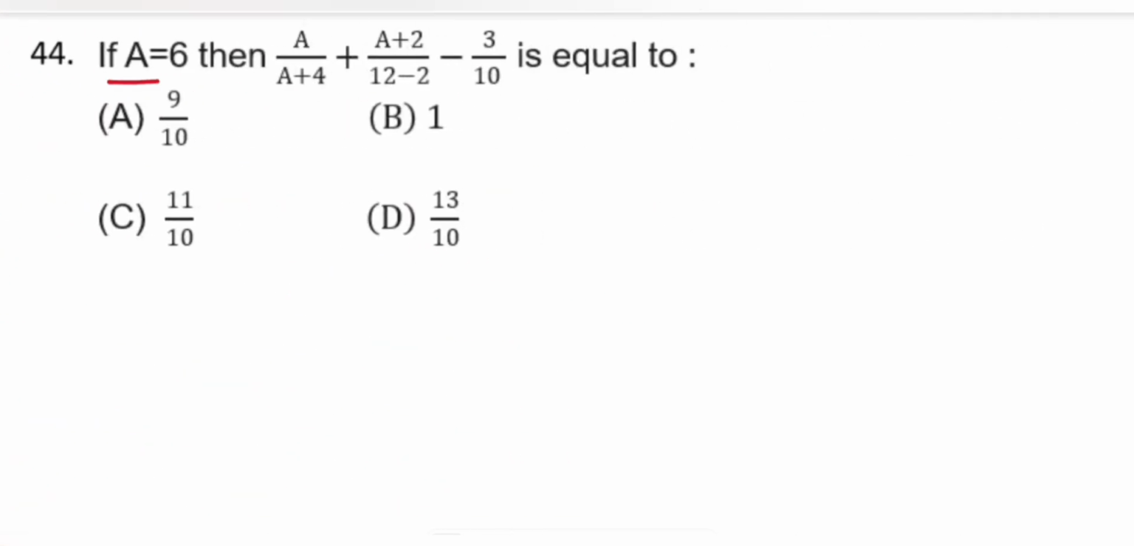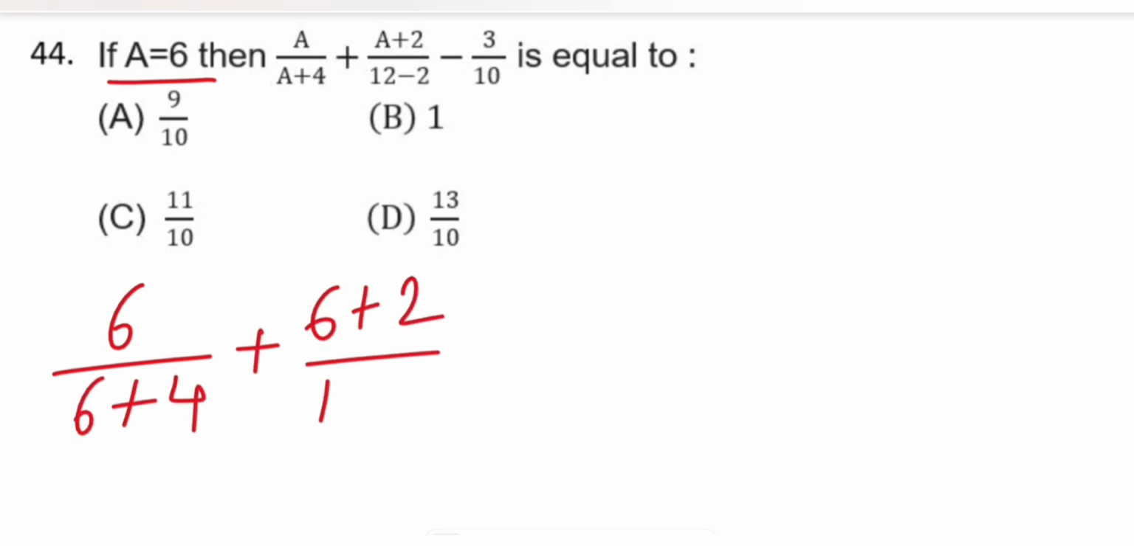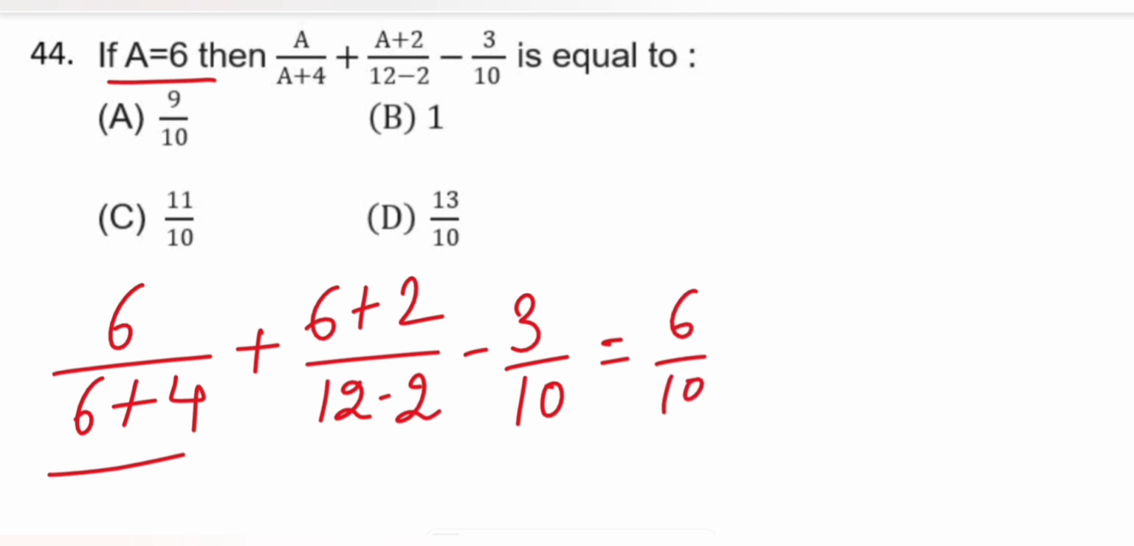Let us move on. Here in this question a is equal to 6 is given. Let us replace a with 6 in the first and second terms. Okay, so after that let us simplify. The first term will become 6 divided by 10. The second is 8 divided by 10 minus 3 divided by 10.